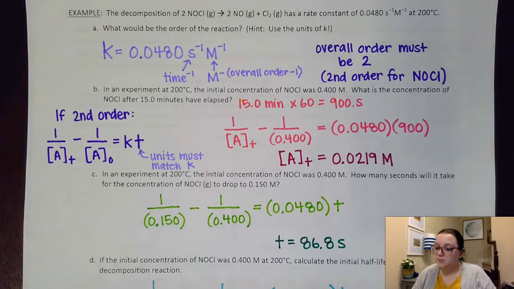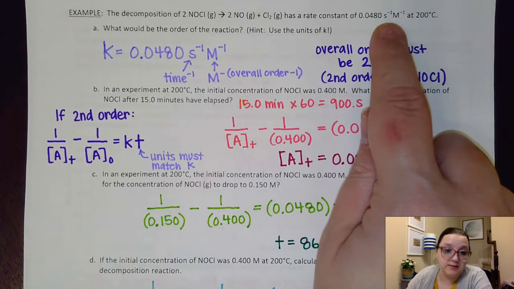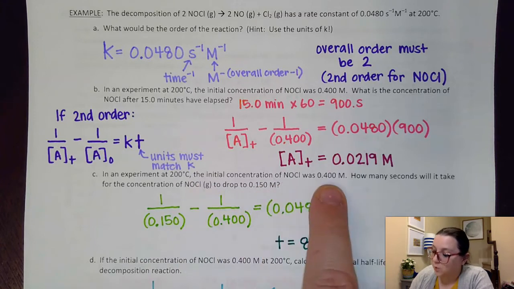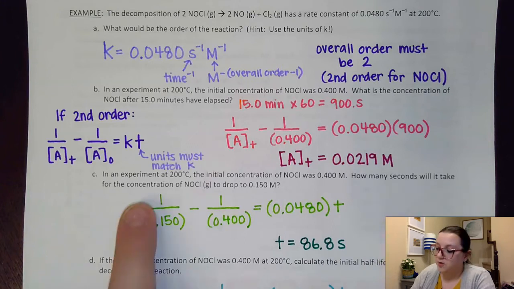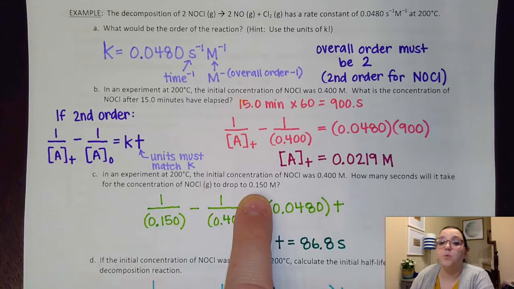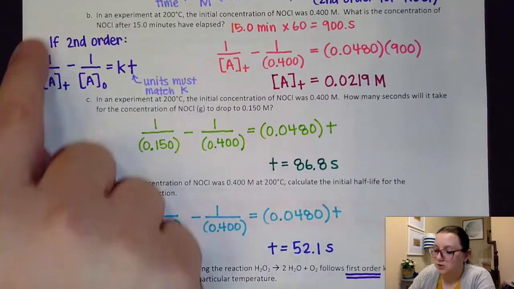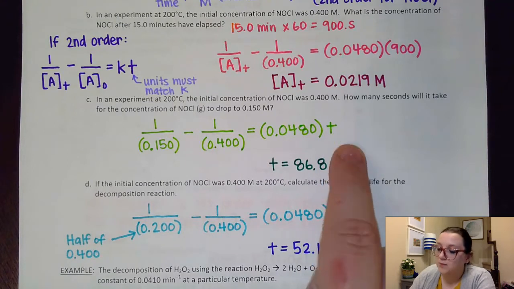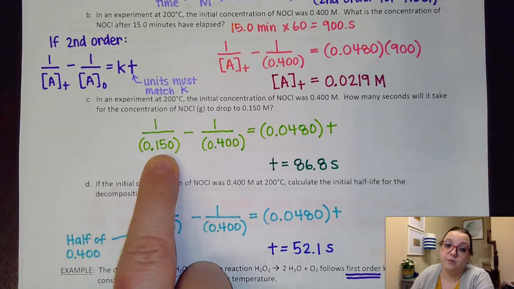So then the second part of this question says, in an experiment at 200 degrees Celsius, so it's the same temperature, so it'll be the same K, the initial concentration of NOCl was 0.400 molarity. How many seconds will it take for the concentration to drop to 0.150? So what that means is that plugging into this equation, I want to find out what the time would be when my concentration of A gets down to 0.150 molar.